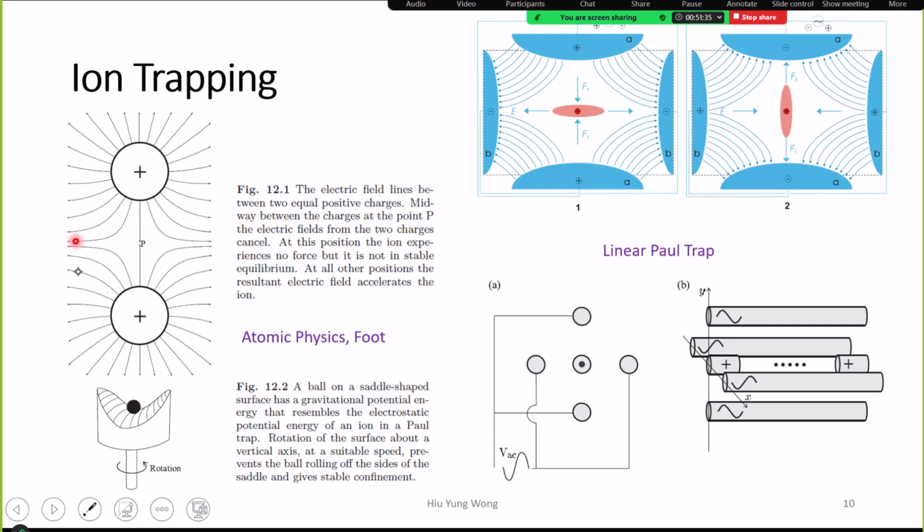You may say, can I put a positive here and a positive here? But theoretically, it is proved that if you do that, this point won't be the minimum. You will not be able to use electrostatics to construct a minimum in the space. This is impossible.